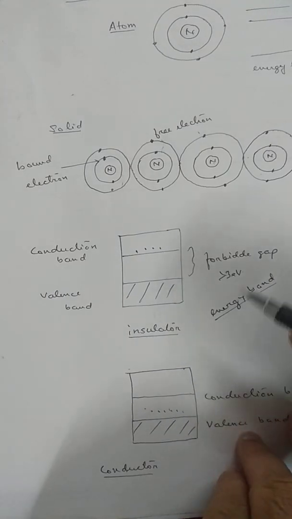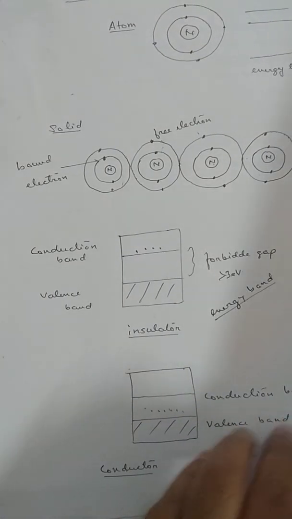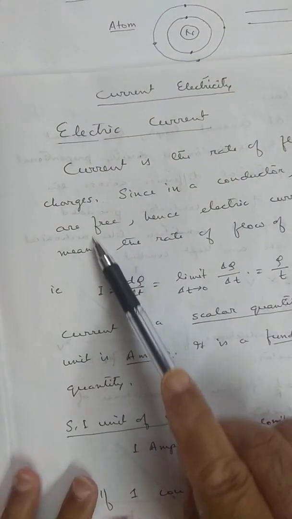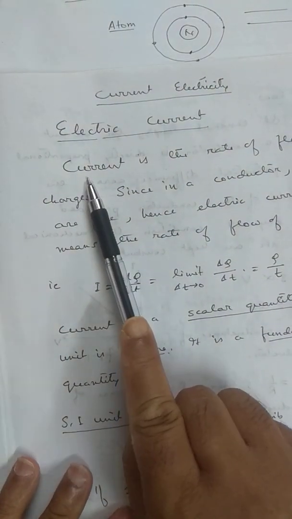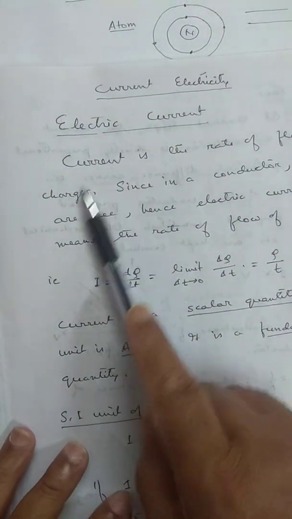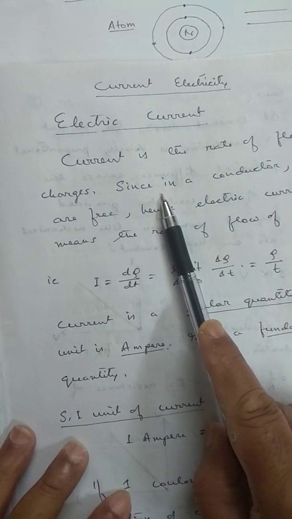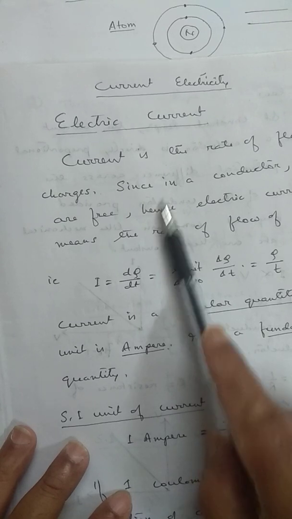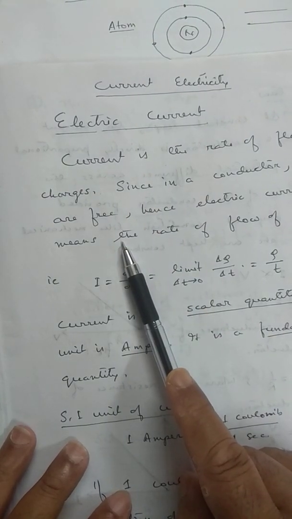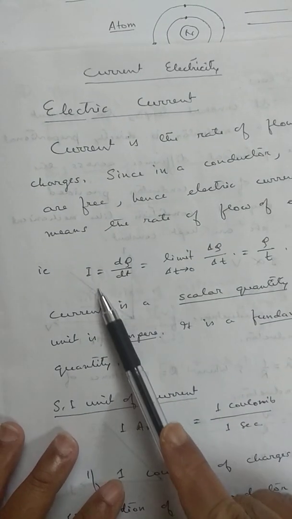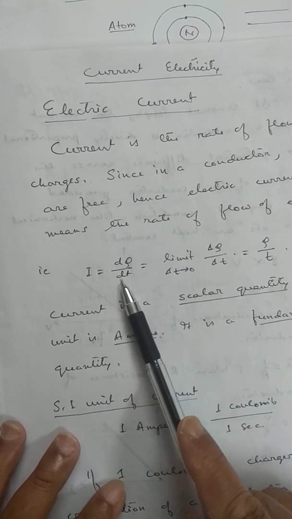Okay? Is it okay? Now we return back to current electricity. What is current? Current means the flow of charges. In a conductor, electrons are free. Therefore, electric current means the flow of free electrons. So, I can be written as dq by dt.